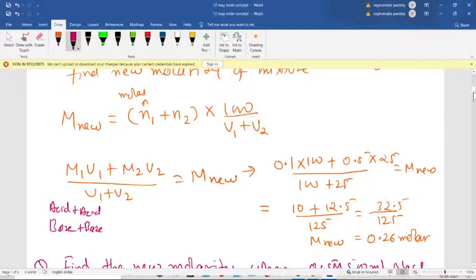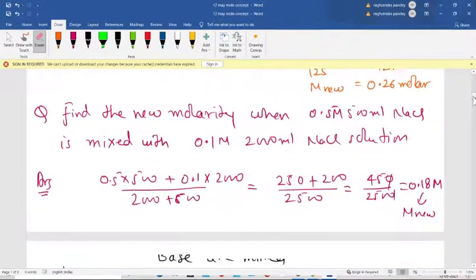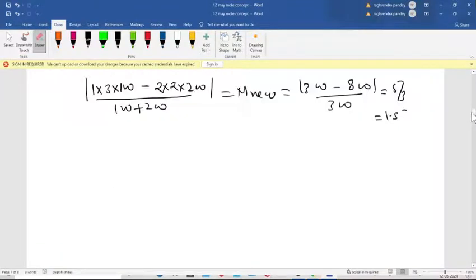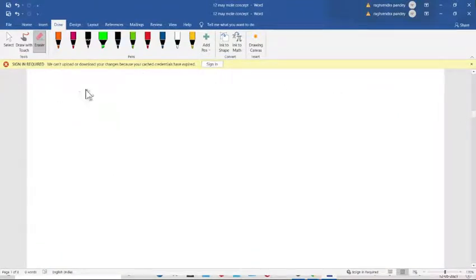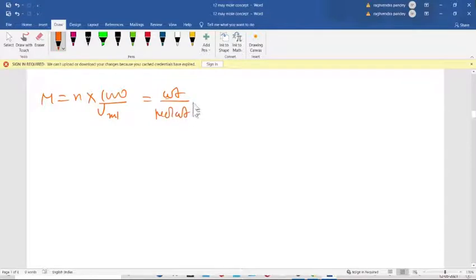Have you done it? So this is the typical one. It's not really a formula, it is just your number of moles divided by volume. We have completed molarity, so I'm writing all the formulas. Molarity is the number of moles into 1000 upon volume in ml. It can also be written as weight upon molecular weight into 1000 upon volume in ml.